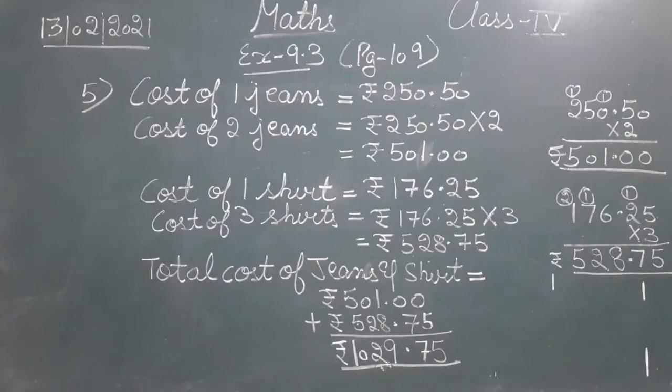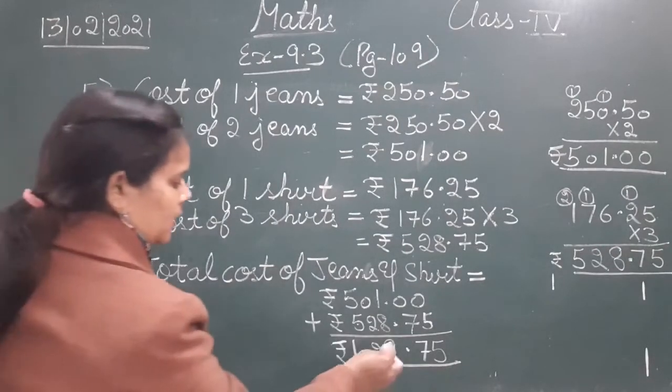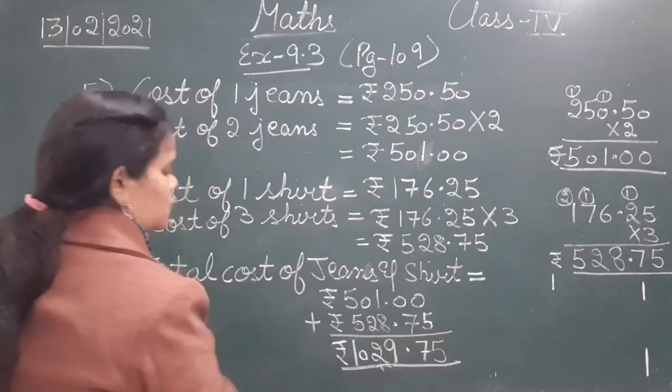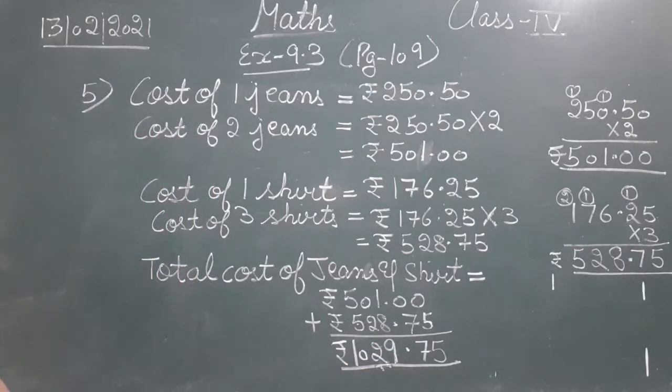So this is the total cost that Jagjit needs to pay to the shopkeeper. ये total cost है बेटा जो जगजीत को पे करनी है shopkeeper को for the shirt and the jeans that he had bought. So he has to pay 1029 rupees and 75 paise for the shirt and the pair of jeans that he had bought.